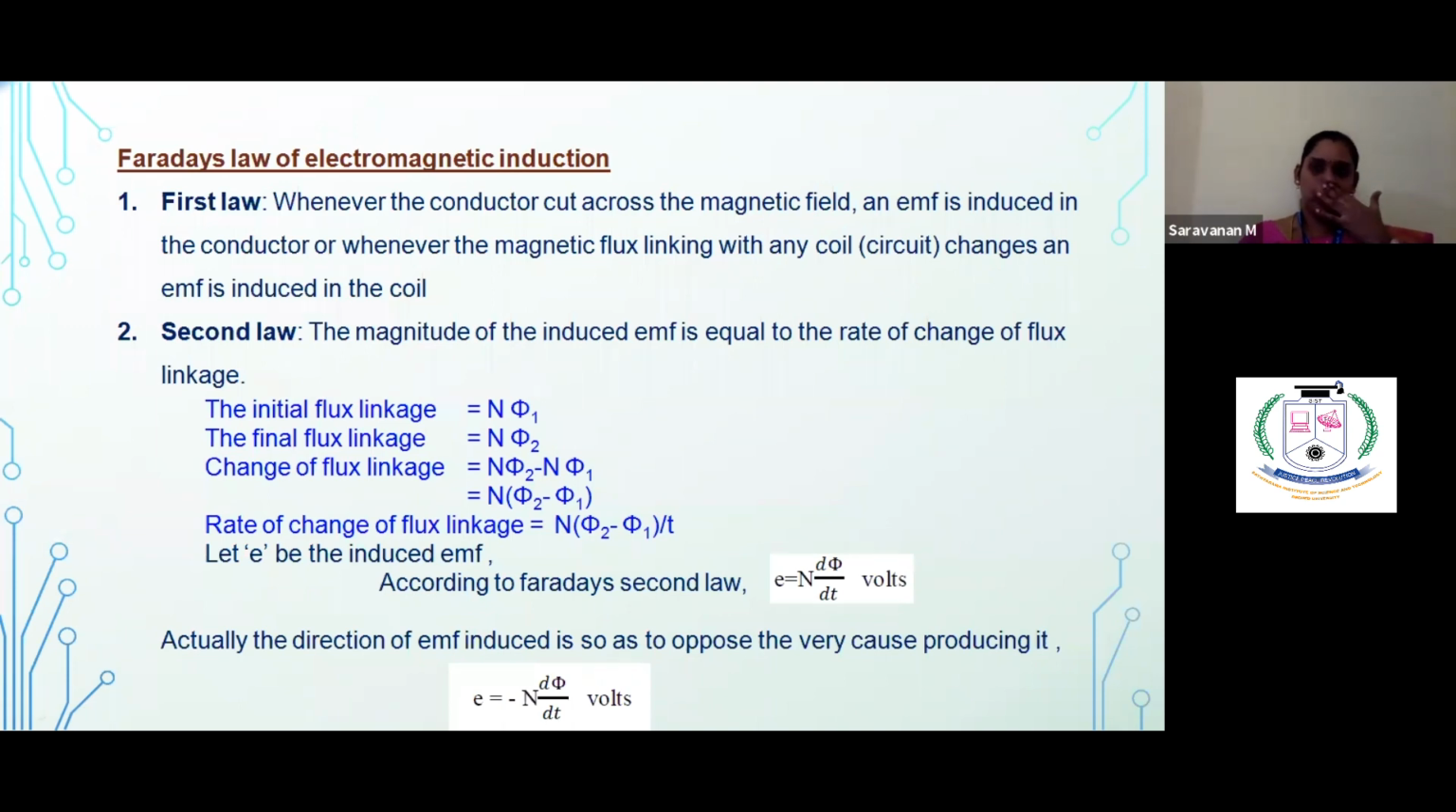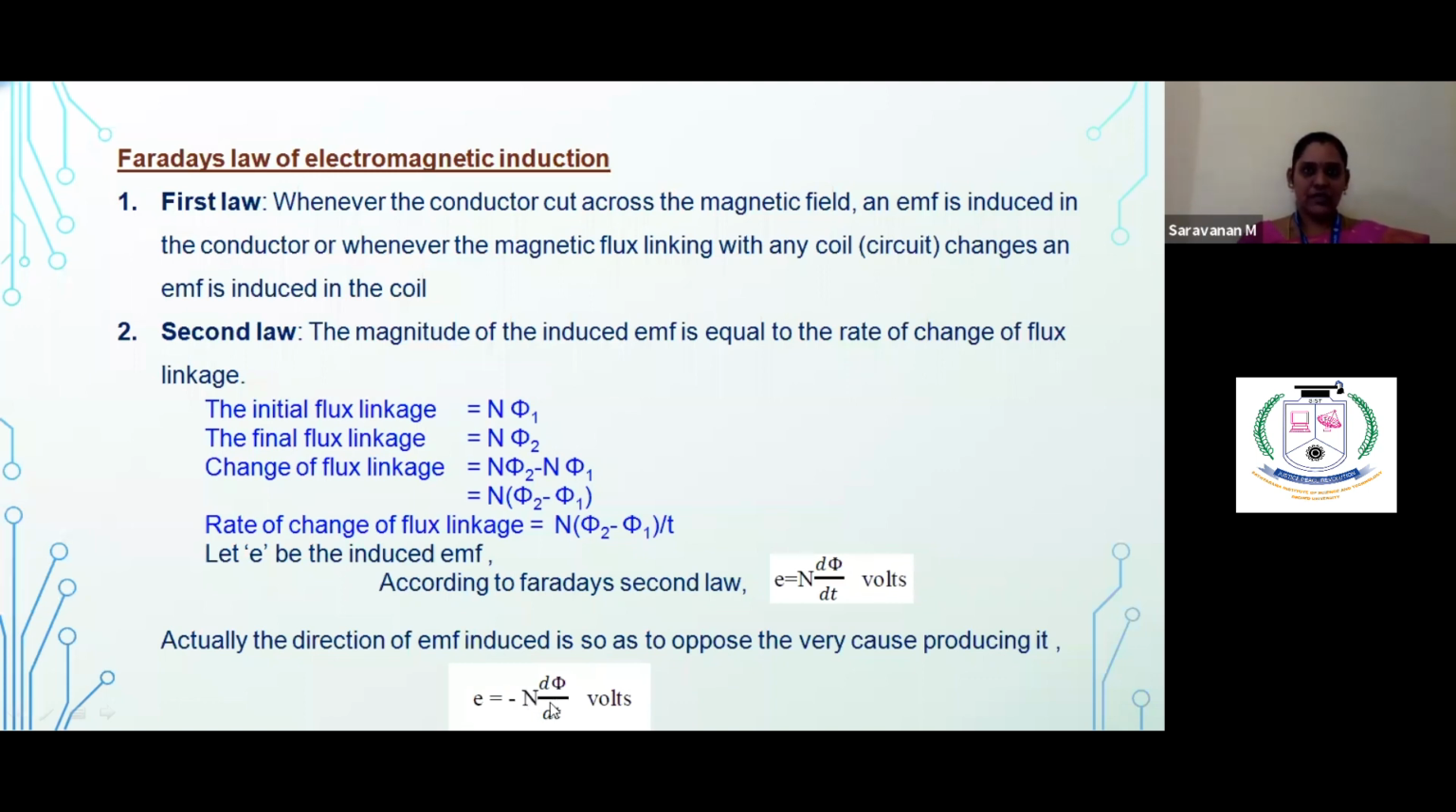Lenz law is a very important 2-mark question. Make a note of it. What do you mean by Lenz law? Lenz law states that the direction of the induced EMF is such as to oppose the very cause producing it, and it is given by E is equal to minus N into d phi by dt.